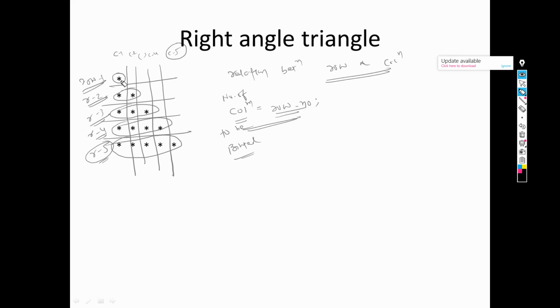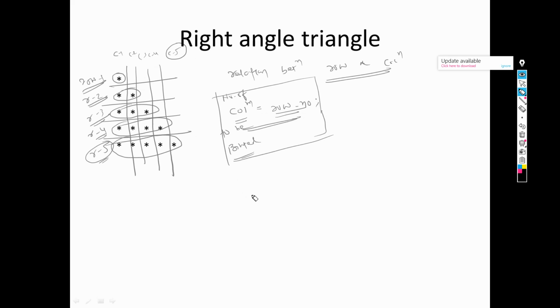This is row number 1, so one column is printed. In the second row, how many columns are to be printed? That equals the row number. Here you are in row number 2, so 2 columns are to be printed. In the third row, again the row number is 3, so 3 columns are to be printed, and likewise. So the relationship we get is that the number of columns to be printed equals the row number. By understanding this relationship we can easily write the code.